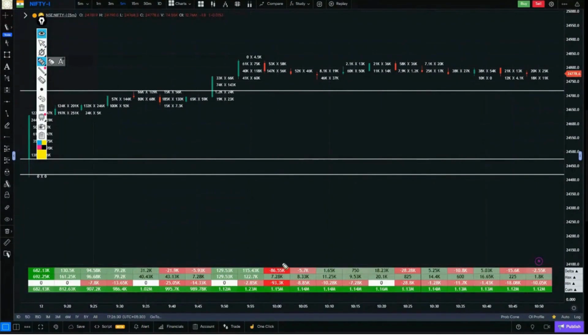Now, look at this. Let's take this candle now. What is the value of this candle? Negative 86,000. Wherever the value is negative, we call it negative delta. Negative delta simply means we're talking about sellers. Just like there were more buyers in the first candle, in this candle, there are more sellers, this many more.